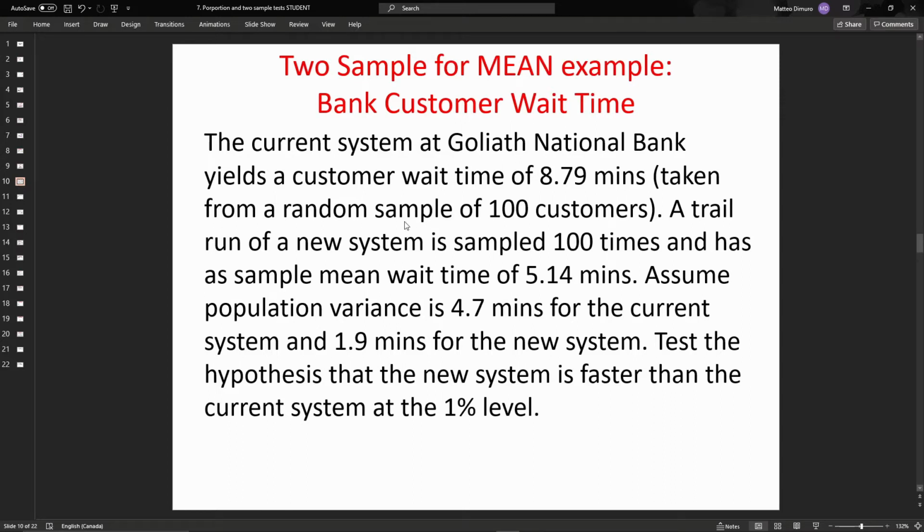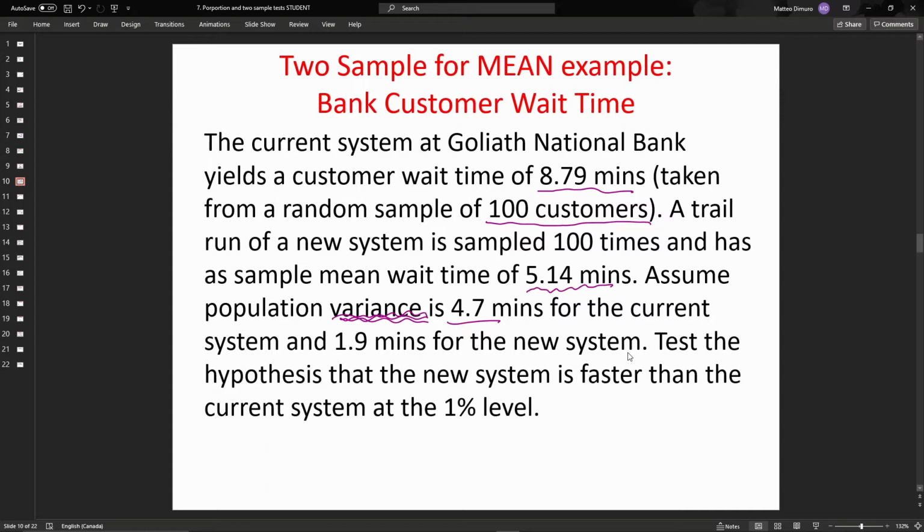So we have a bank that has a current system that yields a customer wait time of this many minutes, taken from a random sample of 100 customers. Then they have a new system that's sampled 100 times, and the new wait time is about 5 minutes. Assume a population variance. Be careful, it's not standard deviation. They gave us the variance of 4.7 minutes for the current system and 1.9 minutes for the new system.